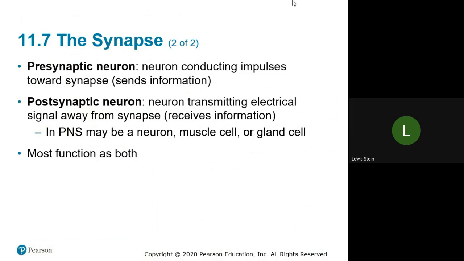They jump at what's called the synapse, and the accumulation of synapses is called the ganglion. So we talk here about presynaptic and postsynaptic. In the next chapter, which is autonomic, and I don't think is on the first exam, we talk about preganglionic and postganglionic nerves. Most nerves function as both.